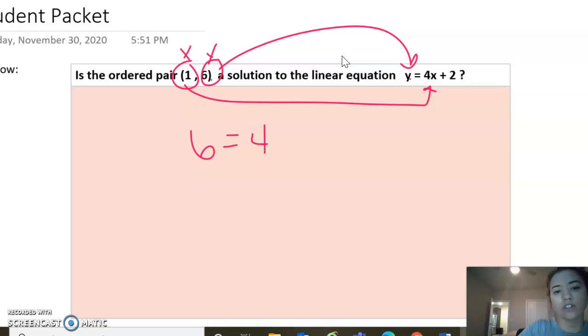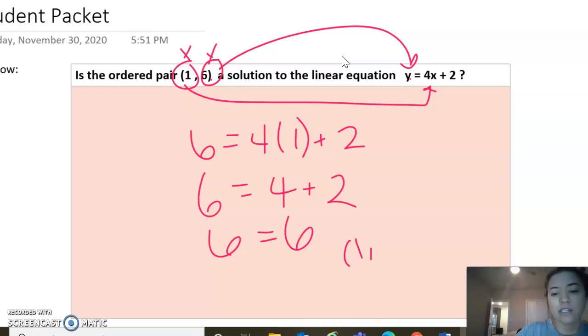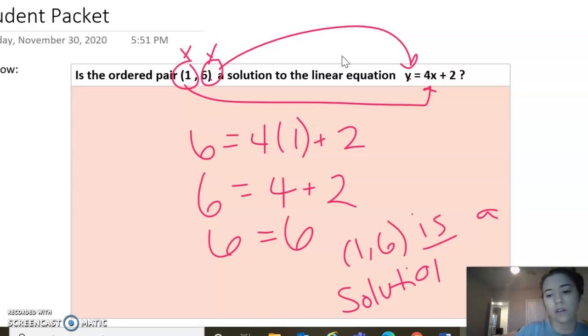Next to the 4 should be 1 plus 2. So then we get 6 equals 4 plus 2. And we get 6 equals 6. So we would say 1, 6 is a solution.